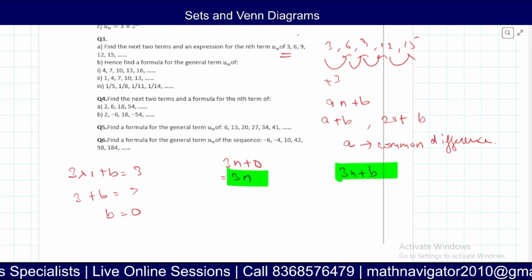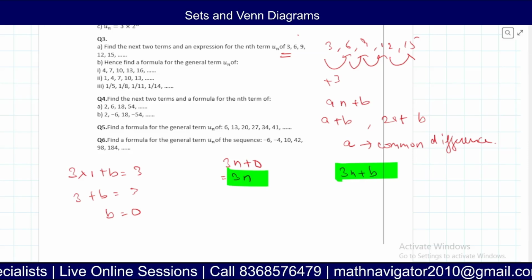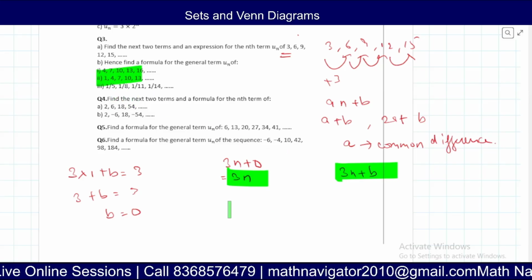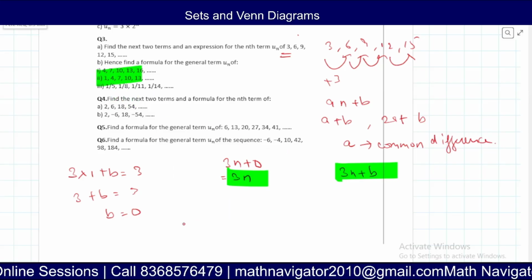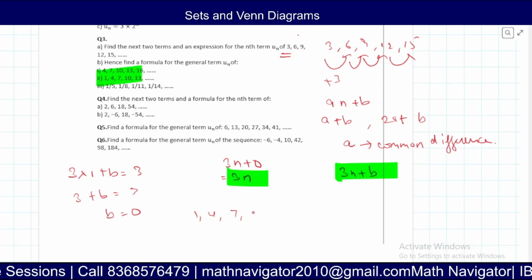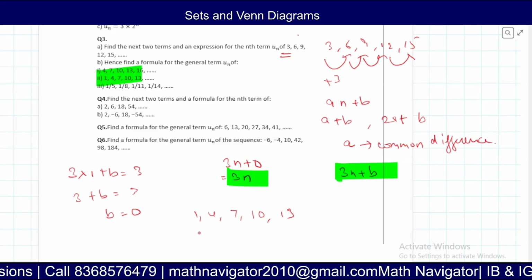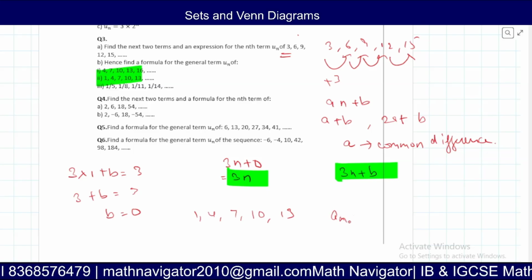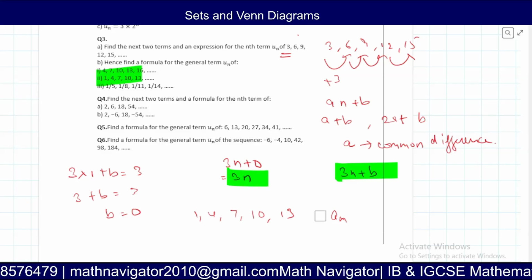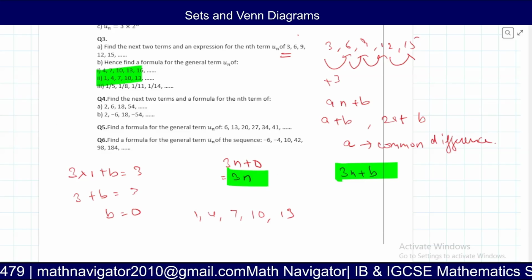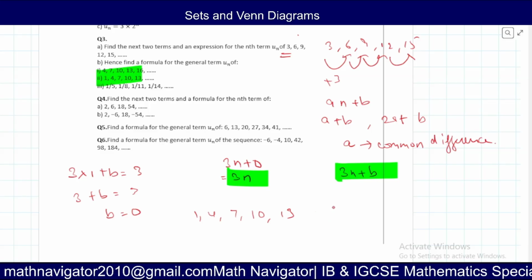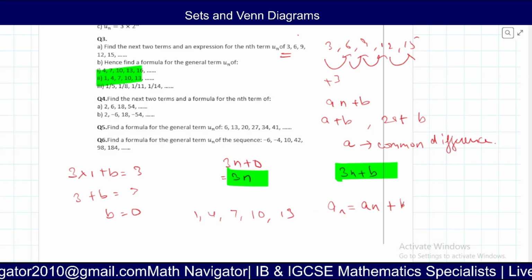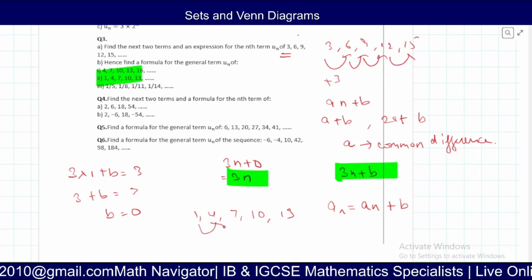Let's do the second part. Now my sequence is 1, 4, 7, 10, and so on. My general term is an = an + b. So the difference is 3.